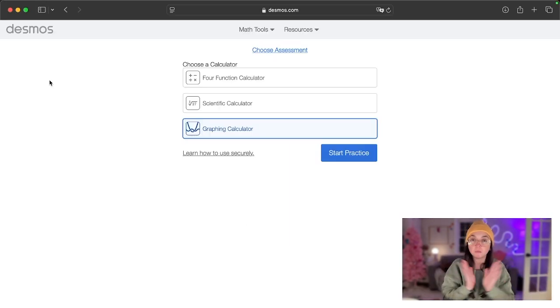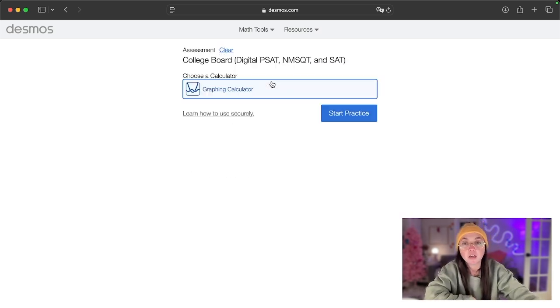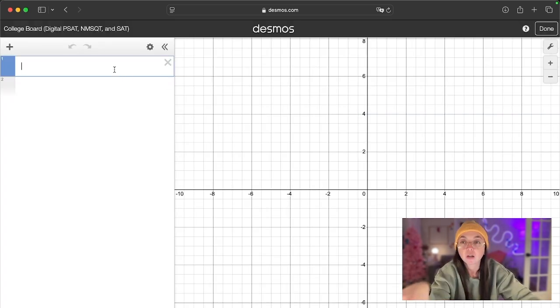And now let's jump over to Desmos, and I'll show you how to quickly do this one in Desmos. Okay guys, welcome to Desmos. This is the link you'll find in the description box below. What you're going to want to do is click choose assessment, type in SAT, click the first one, it's College Board, it has the digital, and then you say graphing calculator. This is just going to be the version that Desmos uses for the SAT. Okay, there's lots of different versions of Desmos. Click start practice, and now we're going to get going.